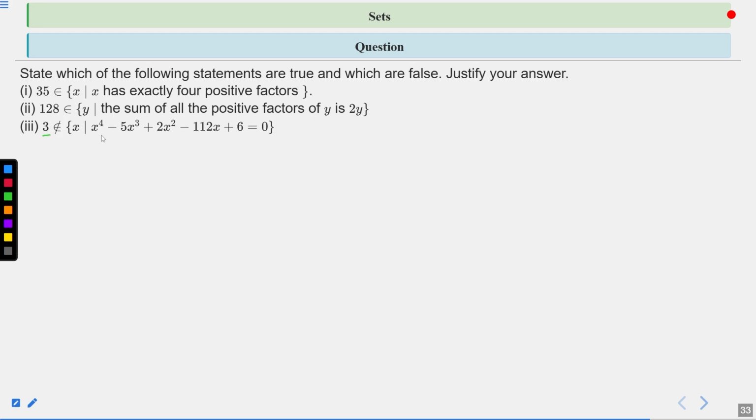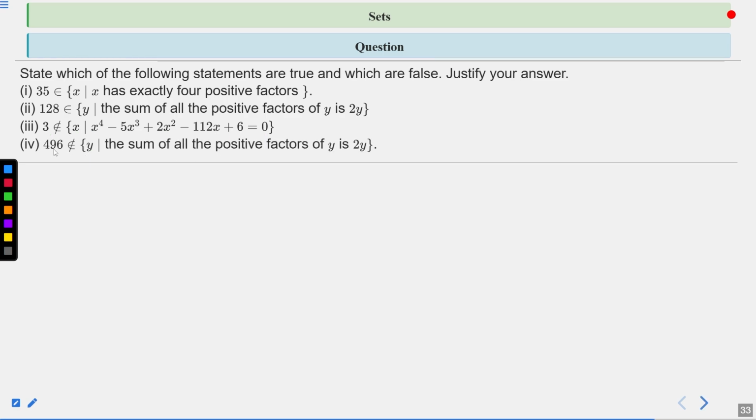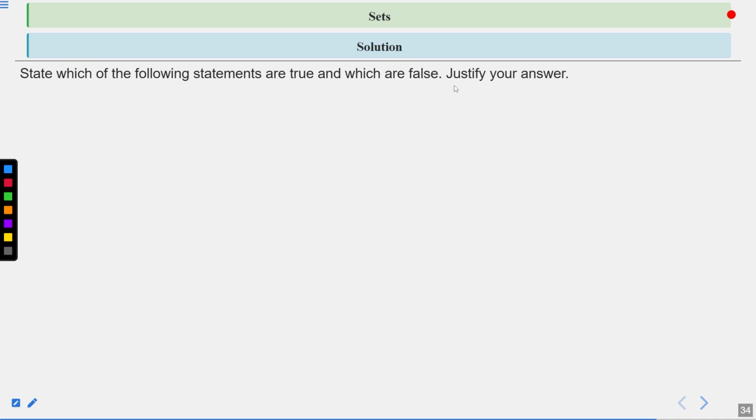3 does not belong to the collection, and collection is collection of all x such that x raised to power 4 minus 5x cube plus 2x square minus 112x plus 6 is equal to 0. 496 does not belong to the collection. Collection is collection of all y such that the sum of all the positive factors of y is 2y. I hope the question is clear to you. We have to just figure out the statements are true or not and justify if it is true and if it is false. Simple. So starting with the first part.